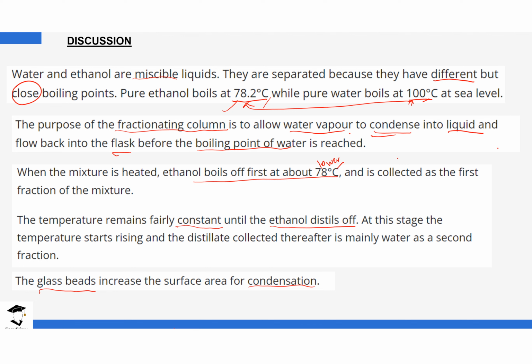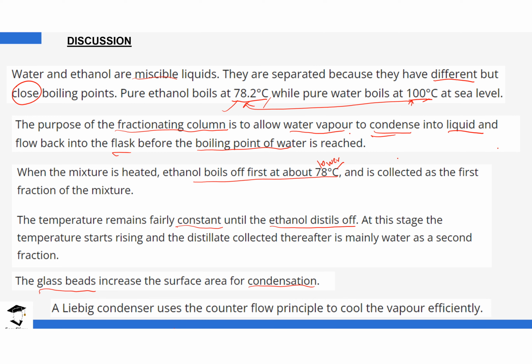We also noticed that we have a Liebig condenser that has a water in, water out system. This Liebig condenser uses the counterflow principle to cool off. The vapors are moving in one direction while the water is moving in another direction. So there is a counterflow principle. They move in different directions. The vapor is moving in the forward direction while the water is moving in the backward direction. This helps to condense the vapor efficiently.